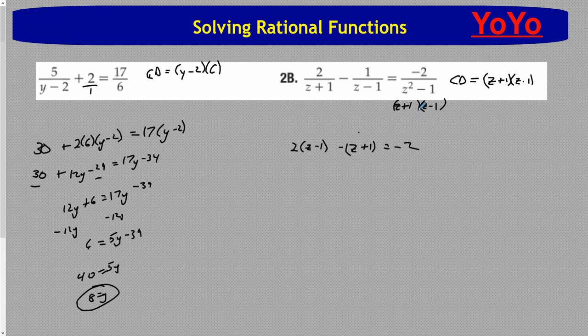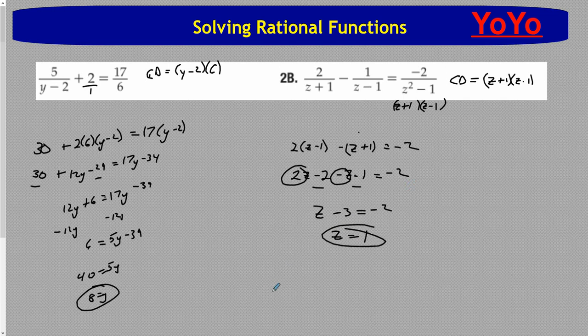So I have 2z minus 2 minus z, and I'm subtracting the 1, so minus 1 equals negative 2. 2z minus z is z. Negative 2 minus 1 is negative 3 equals negative 2. Let's add 3. Z equals 1.